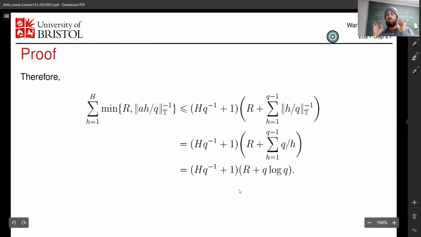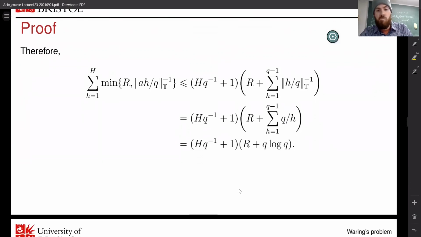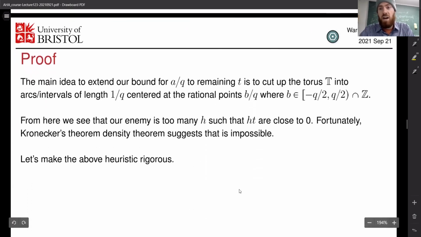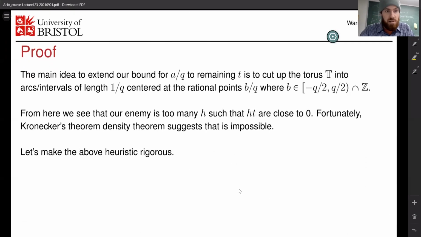This is just when we're actually at the rational point. The objective now is to show that it's true in a neighborhood. So how do we extend it to this neighborhood? Well, we cut up the torus and use the pigeonhole principle. And we do this in a very precise way. Turns out it's a little fickle, but it's very doable.